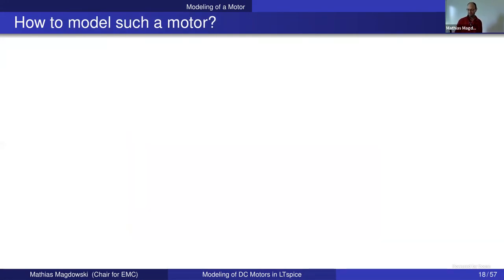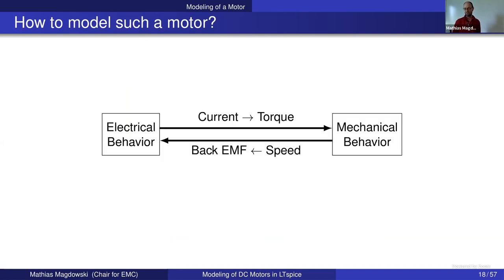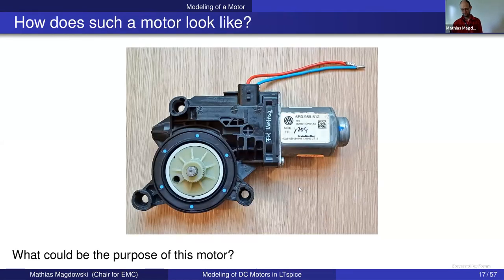Okay. So then the next question is how to model such a motor. As we discussed already, the motor has some electric behavior on the electrical side at these terminals. So if I go back here, remember what the motor does. The motor converts electrical power into mechanical power. So here on these terminals, we have electrical power: we have current and voltage. And on this terminal here, we have the mechanical power: we have torque and we have rotation.